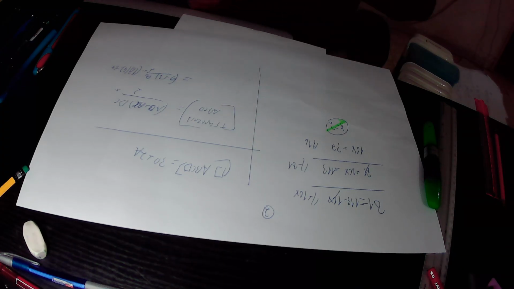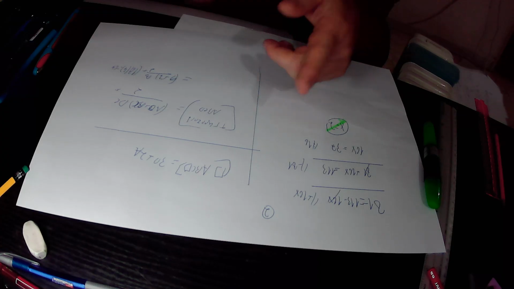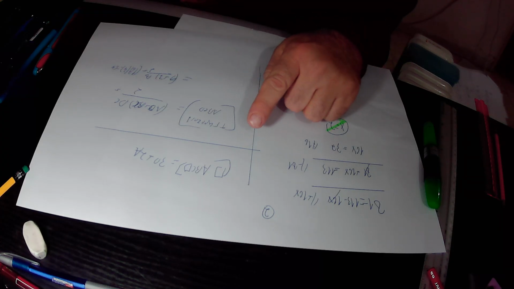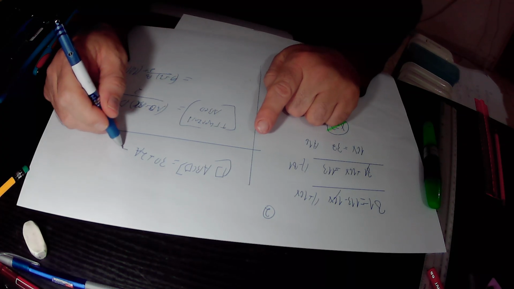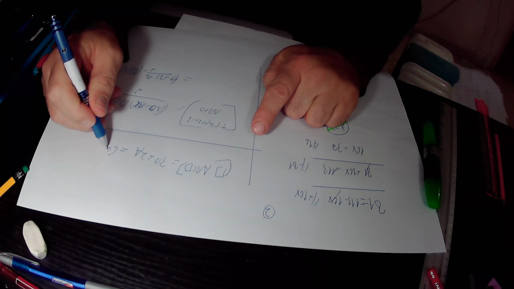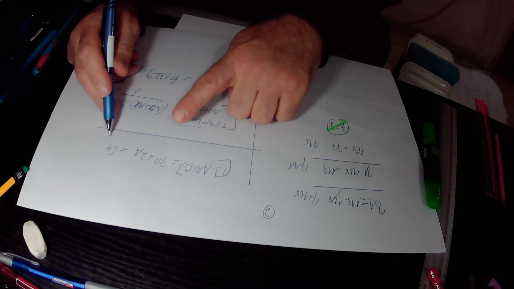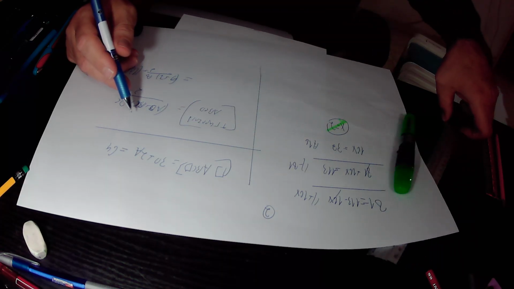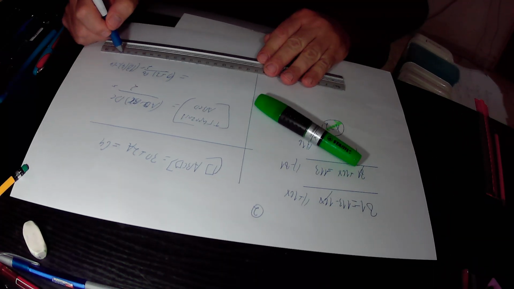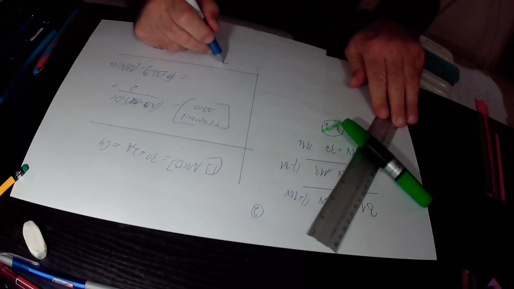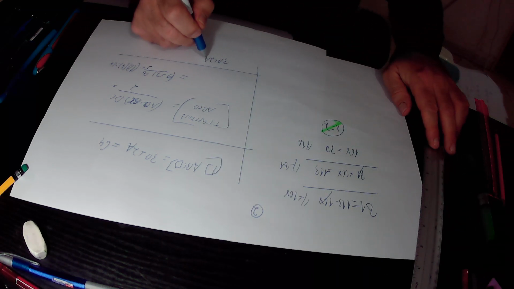So quadrilateral ABCD is a trapezoid. We just found out that the area of trapezoid ABCD is 64. This is to say 30 plus 2a equals 64. 30 plus 2a equals 64.